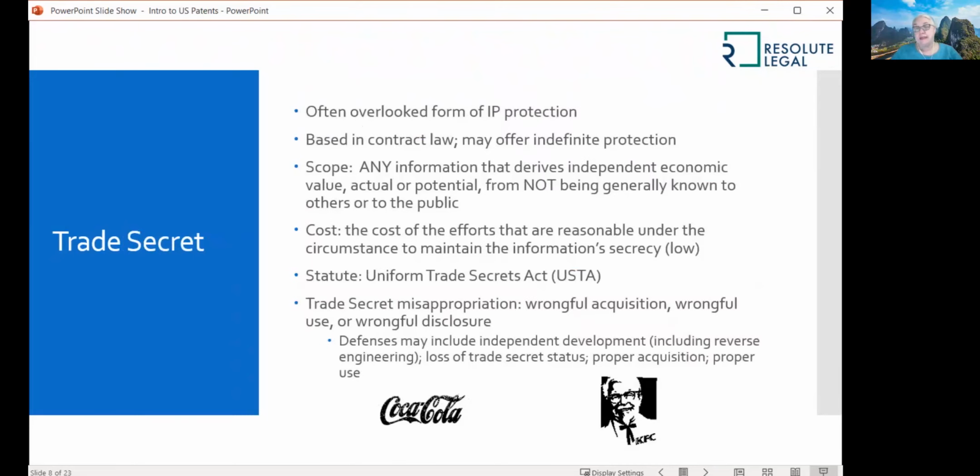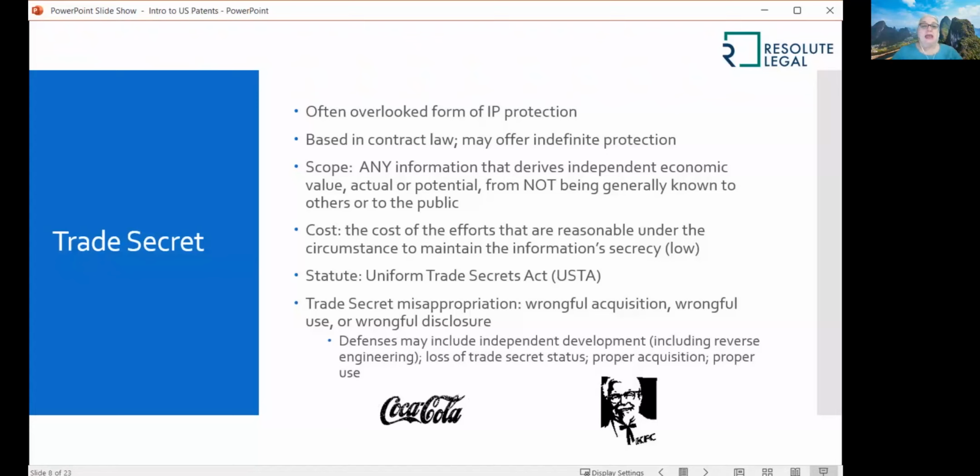We also have trade secret protection available in the United States. And it's often a very overlooked form of intellectual property protection. Trade secret law is based in contract. It may offer indefinite protection, but by contract, I mean in employment contracts, there's language that prevents disclosure of what you learn in your job. Non-disclosure agreements and employment agreements say that you won't tell competitors what you know about your employer.